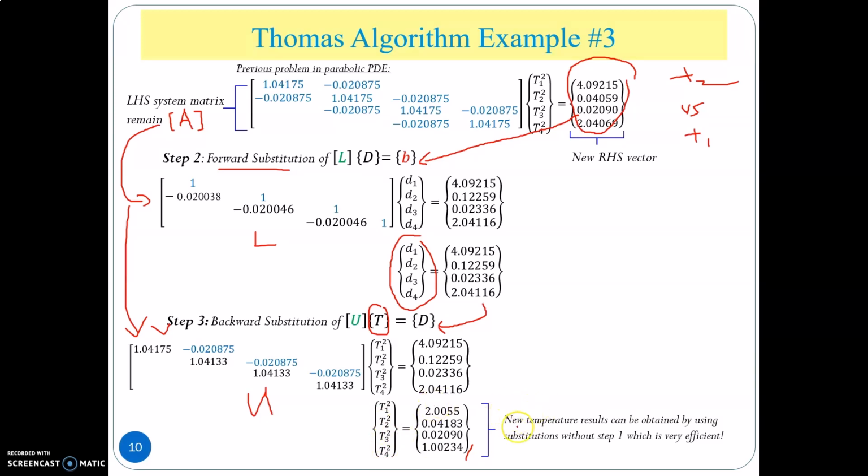You should see that we can obtain the new temperature by using the substitution only. So this is very efficient because we do not need step 1 in order to compute the forward elimination result.